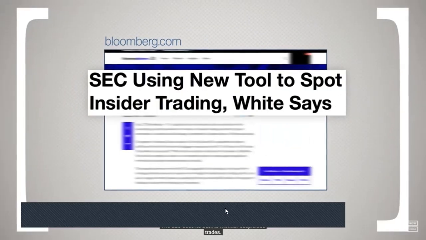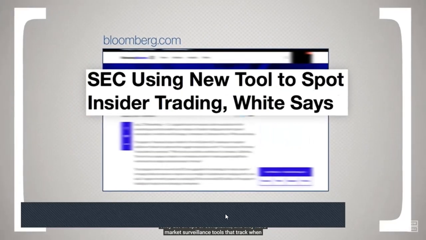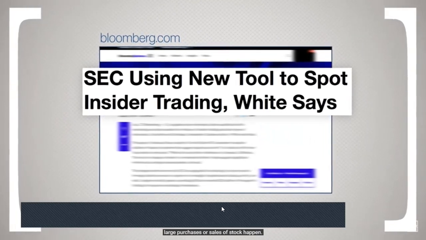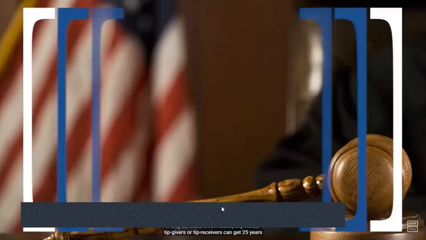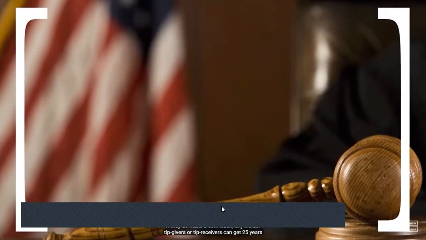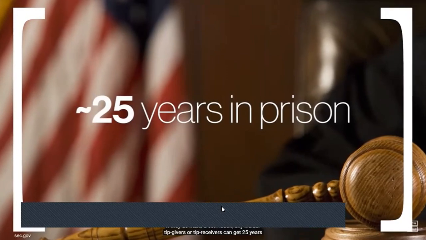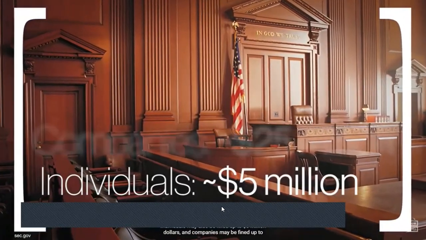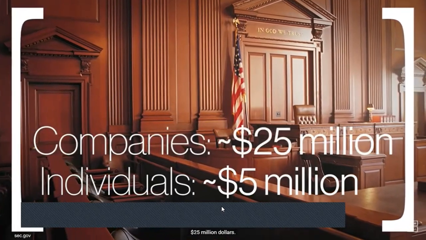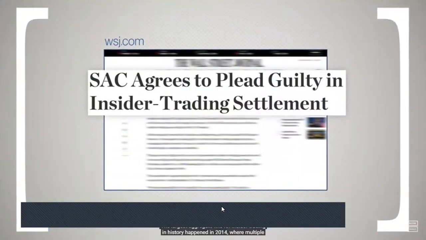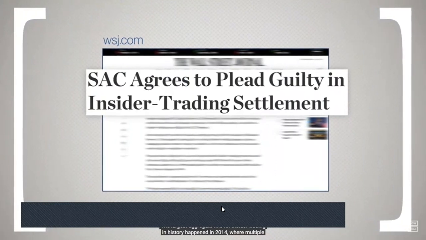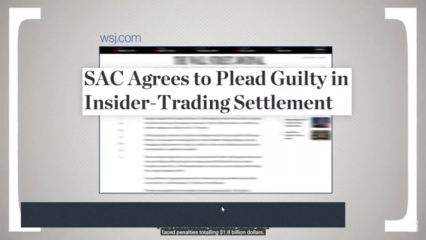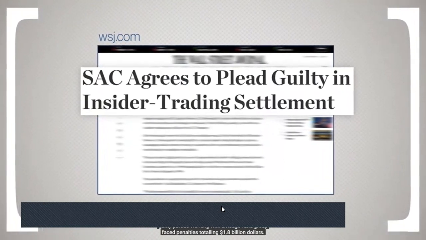The SEC does its best to monitor suspicious trades. They act on tips or complaints, and they have market surveillance tools that track when large purchases or sales of stock happen. If they do make a conviction, any insider tip givers or tip receivers can get 25 years in prison. Individuals may also be fined up to $5 million, and companies may be fined up to $25 million. The largest aggregate fine for insider trading in history happened in 2014, where multiple guilty parties working with a hedge fund group faced penalties totaling $1.8 billion.